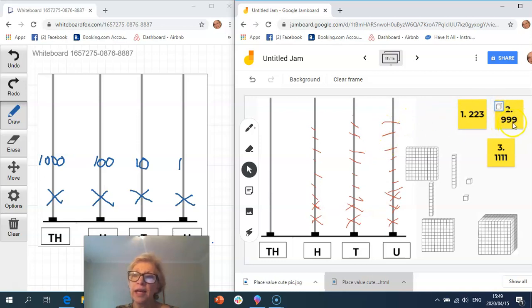999. So that number 999 means there are 999 of these little guys in there. Right, so there are 999 of these in there. One more would make it 1,000.